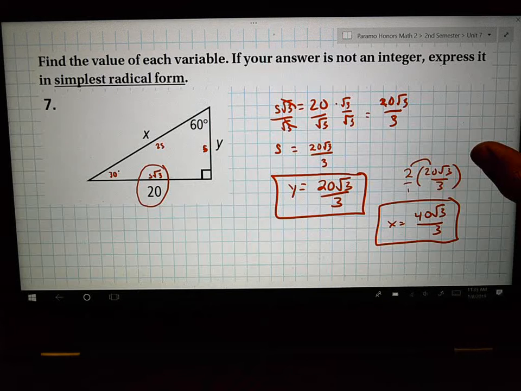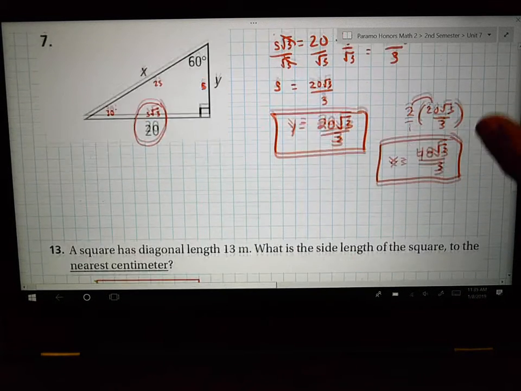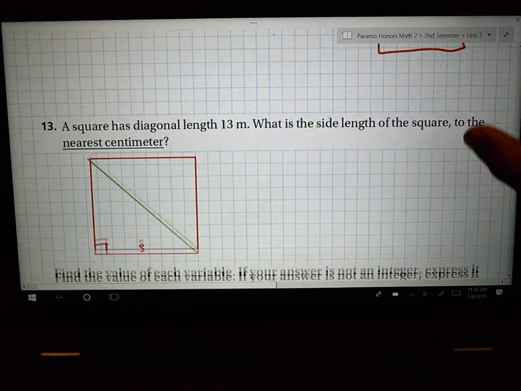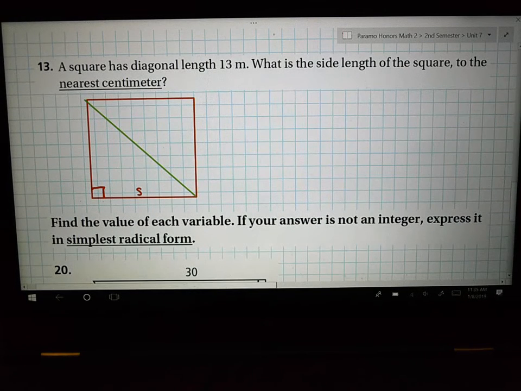Any questions? I have 3 more examples. Number 13.